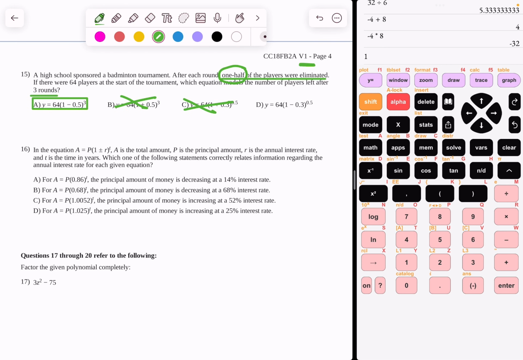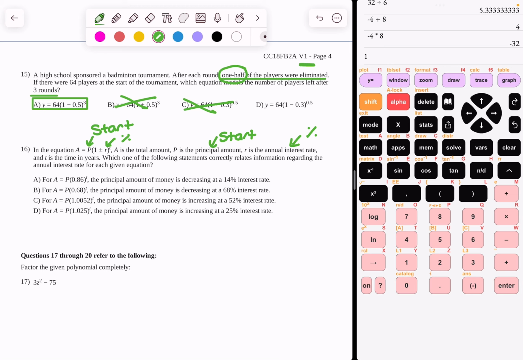Let's look at 16. In the equation, A equals P times 1 plus or minus R to the T. R is your percent, and T is the time. A is the total amount, which they just told us. P is the principal amount. That means starting. R is the interest rate, which is the percent. And T is the time. Which of the following statements correctly relates information regarding the annual interest rate for each given statement?